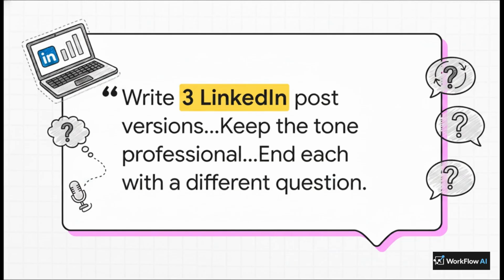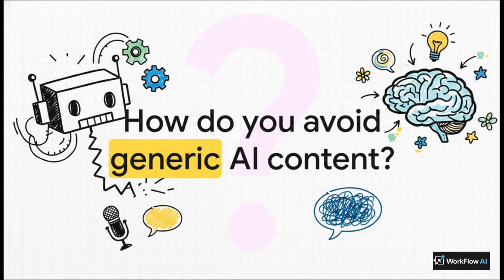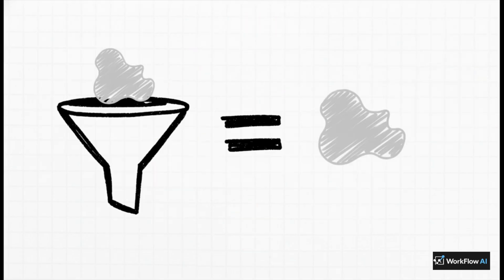So smart. This really drives the point home. One great idea doesn't have to be just one piece of content. With smart prompting, you can take a single concept and spin it into a whole bunch of posts. You maximize your reach without having to start from zero every single time. Okay, but this is the big question, isn't it? The one everyone asks. How do you make sure your stuff doesn't sound like a robot wrote it? The answer is actually really, really simple.